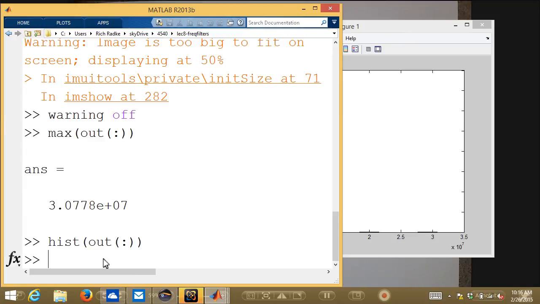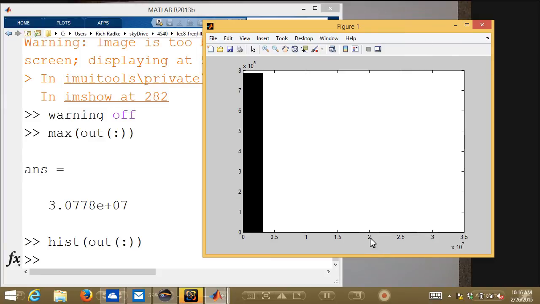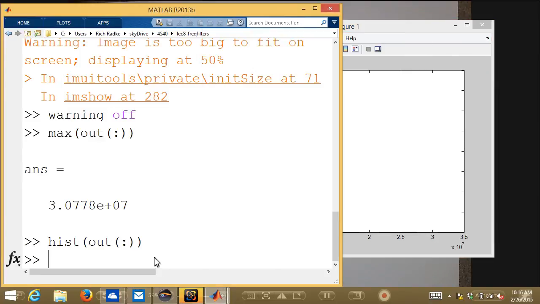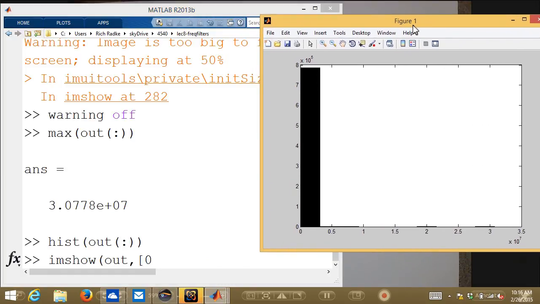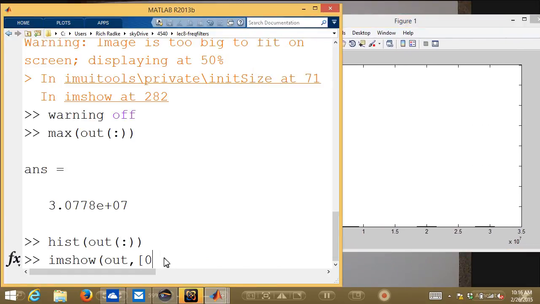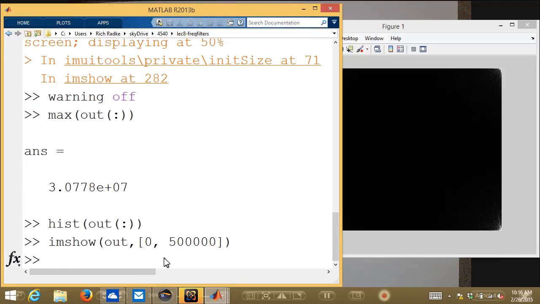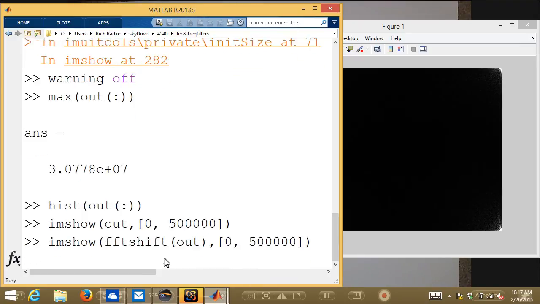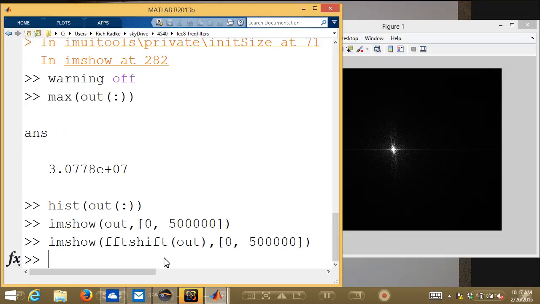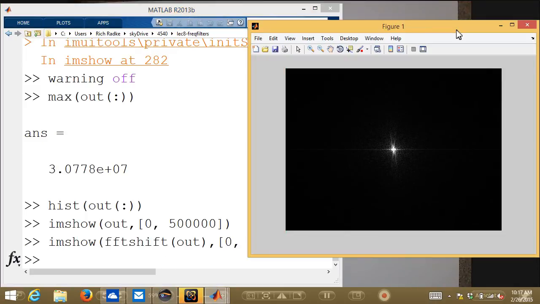But that's why, if I were to show this as a linear scale, these values out here are just dominating things. So if I were to show this output on a scale of 0 to, let's say, 500,000, I'm just guessing here, and I want to FFT shift this. Right, so here's maybe a more accurate representation of the linear scale of where the frequencies are.